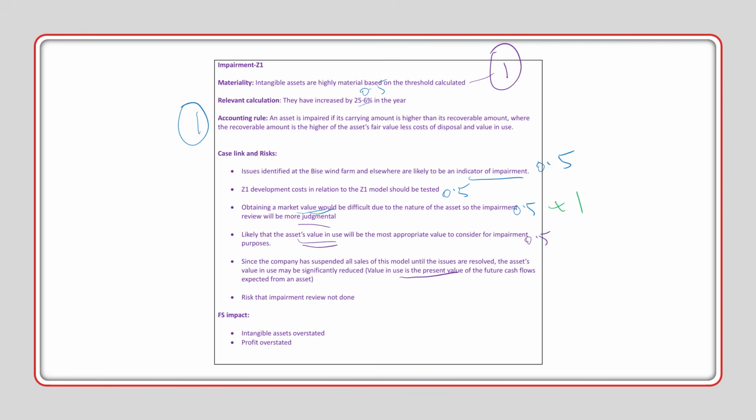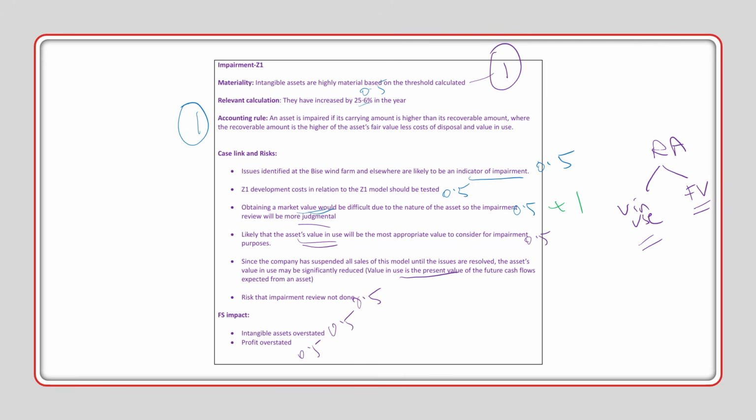Remember, when we say recoverable amount, it is how much can you earn from this in the future compared with the fair value. I don't think fair value is going to work out. I'm not going to be earning much because there have been problems with this design and sales have been suspended. And therefore, this is going to be a highly risky area. The risk is that the impairment review has not been done, and because of that, assets could be overstated along with profit. So if you were thinking, oh, I'm just going to write impairment has not been done, you have lost out on lots of easy marks.